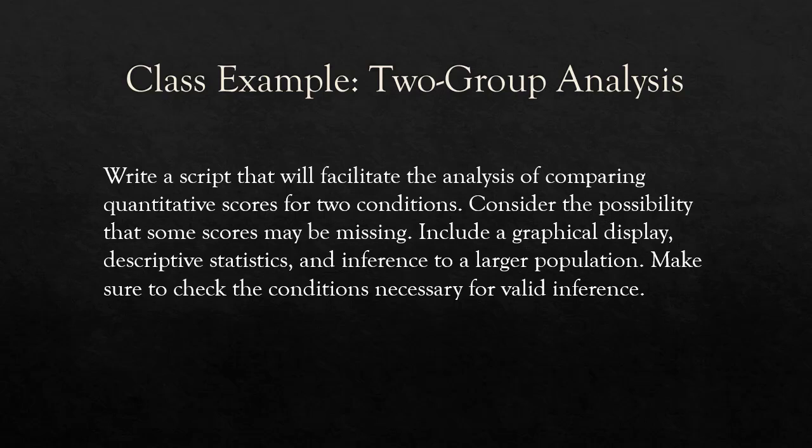Here's the example. Write a script that will facilitate the analysis of comparing quantitative scores for two conditions. Consider the possibility that some scores may be missing. Include a graphical display, descriptive statistics, and inference to a larger population. Make sure to check the conditions necessary for valid inference.